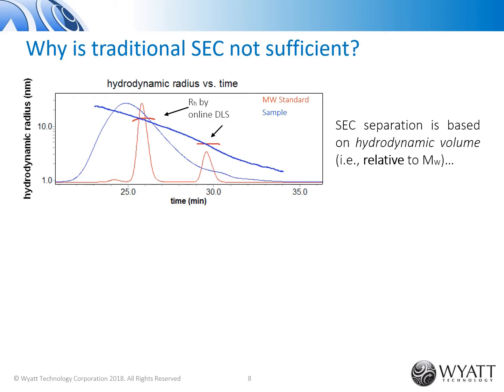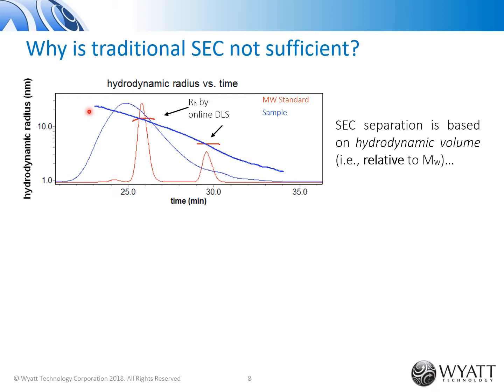And MALS is really crucial for measuring the molar mass in chromatography mode, even when the separation happens under ideal SEC conditions. So here's an example of two chromatograms. The red trace is a molar mass standard, and I've overlaid the measured hydrodynamic radius on each peak. So this larger one is about 15 nanometers. This smaller one is about 8 nanometers. Our blue trace is our sample. I've overlaid that measured hydrodynamic radius as well.